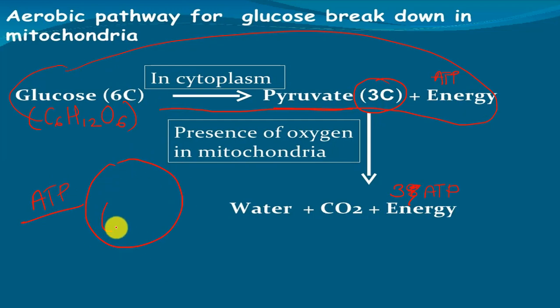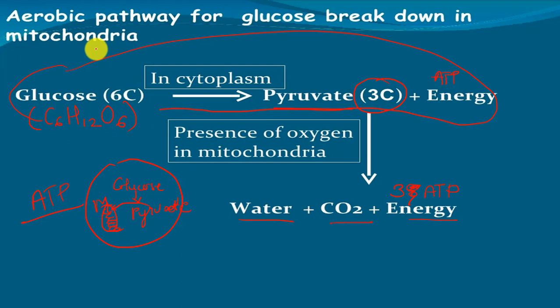Suppose this is your cell and this is your mitochondria. Glucose is present in the cell, and it will be converted into pyruvate here in the cytoplasm. Then from here the pyruvate will enter the mitochondria, and in the mitochondria the pyruvate will be further broken down in the presence of oxygen. Oxygen from the cell will enter the mitochondria, and this oxygen will break down pyruvate. Into what? Water, carbon dioxide and energy.